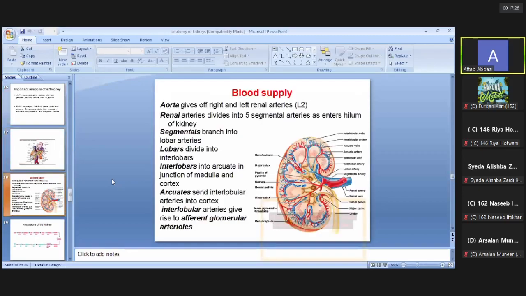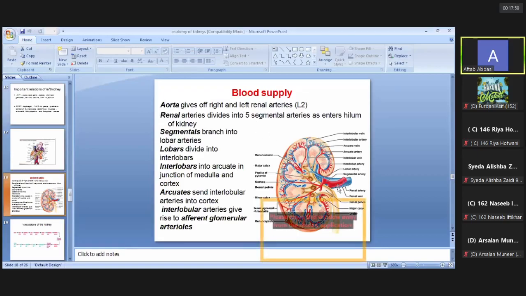Now, the arterial supply of the kidneys. The kidney is supplied by the renal arteries. There are two renal arteries, the right and the left, which arise at the level of the second lumbar vertebra from the abdominal aorta. Now, each renal artery, at the level of the hilum, when it enters the kidney, divides into 5 segmental arteries.